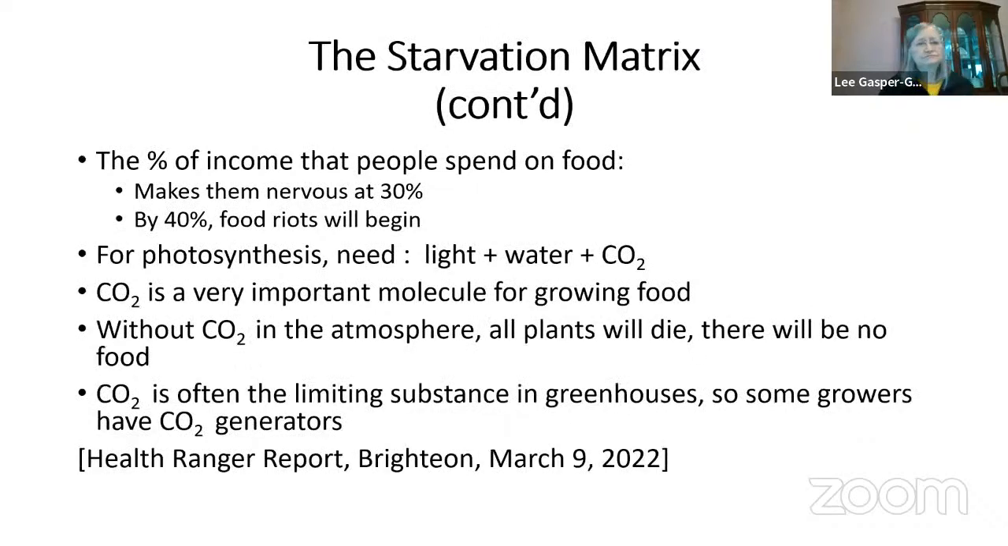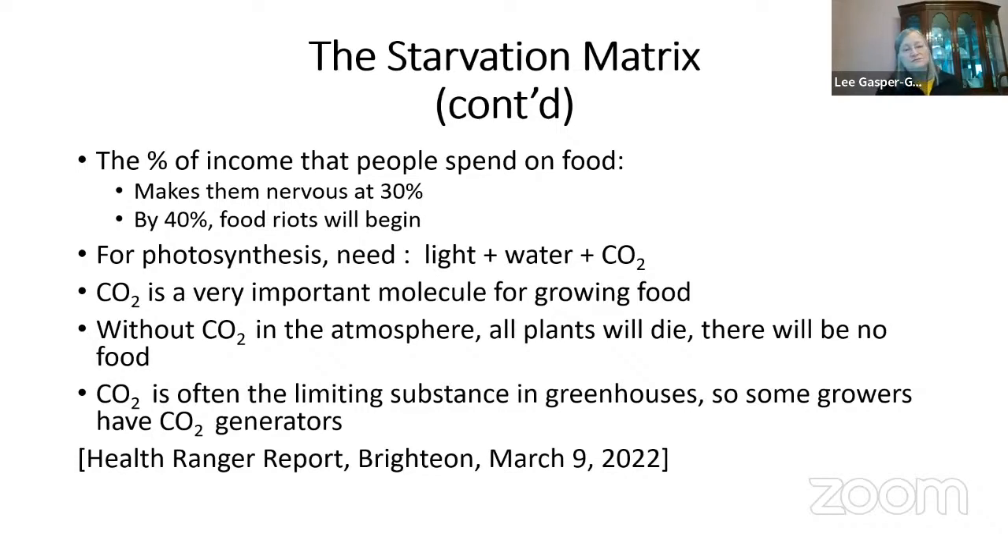So we want to consider the percent of income that people are having to spend on food. If that percentage gets up to 30, that starts making people nervous. If they're having to spend 30% of their income on food, that's pretty bad. But by the time they get up to 40% of their income on food, the food riots will begin, and history has shown us that.